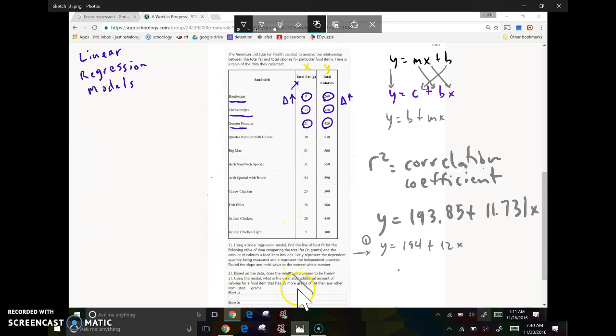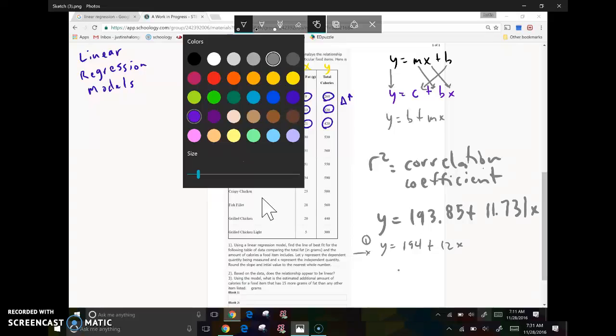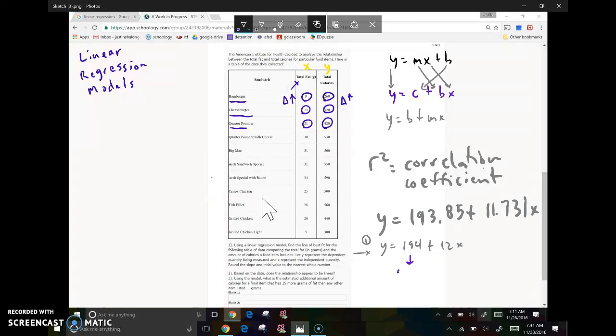So using this model, estimate the additional amount of calories for a food item that has 15 grams more of fat than any other item listed. So to answer this question, I just want you to think about the equation that we've found using the regression model. This represents our starting value, our initial value, and then this represents our change in the y over the change in the x.